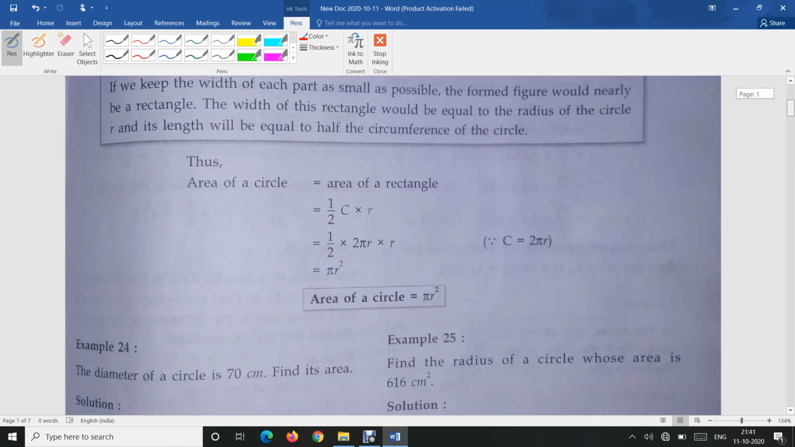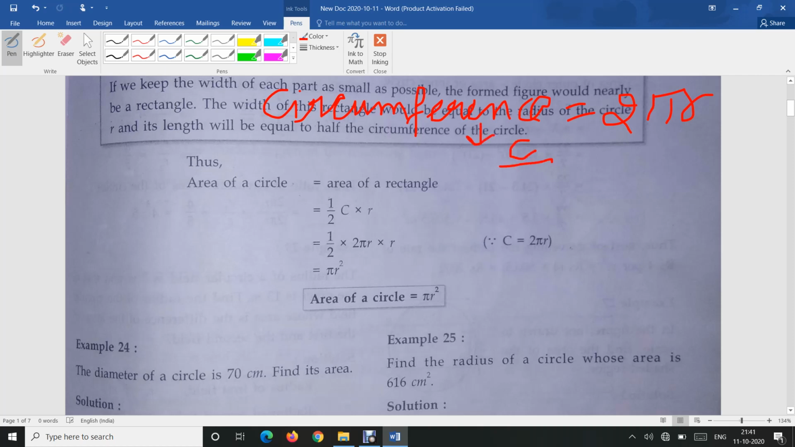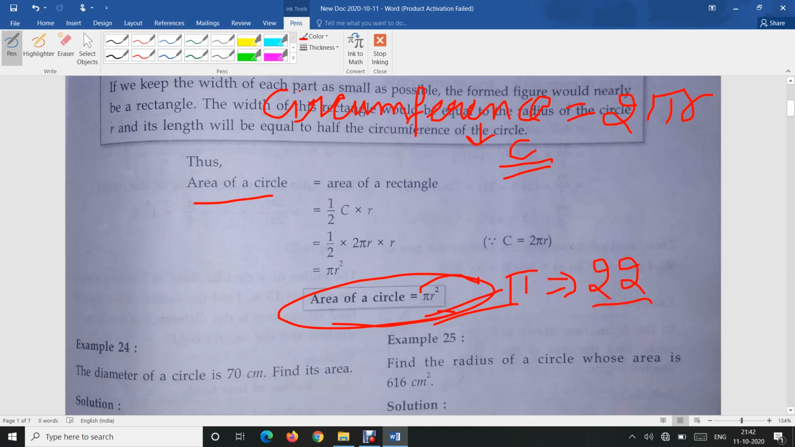So basically, you know, the circumference of a circle is 2 pi r. We will denote the circumference by C. Similarly, we can find out the area of a circle. Area of circle is equal to pi r square. This is the direct formula for area of a circle, which is pi r square, where pi is equal to 22 upon 7. That means the value of pi is always 22 upon 7 and r is the radius of any circle.